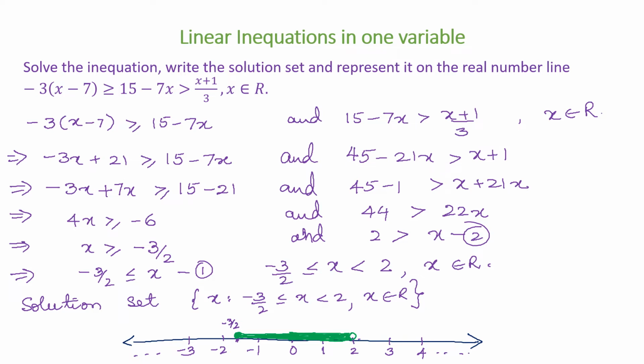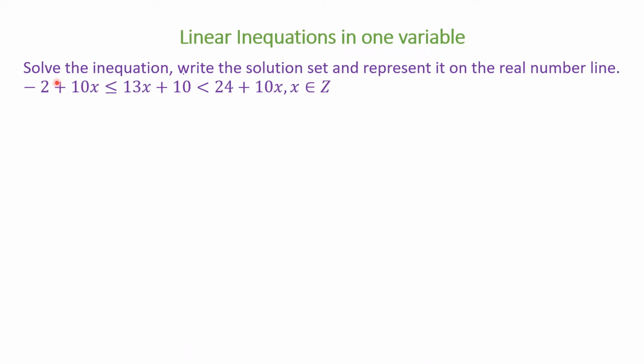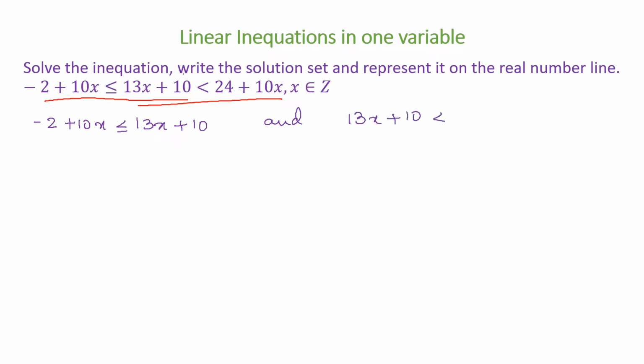Let's take the next question. Solve the inequation, write the solution set and represent it on the number line. Now again we have this, so I will divide it into two parts. This is the first part and this is going to be my second part. So let's start. I will write down minus 2 plus 10x is less than or equal to 13x plus 10, and I'm having 13x plus 10 is less than 24 plus 10x. X is belonging to the set of integers.